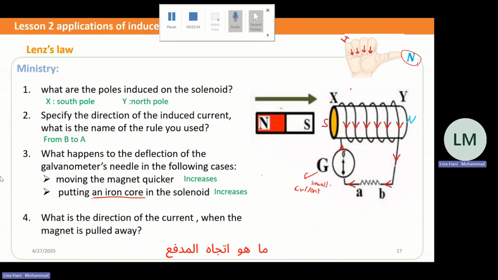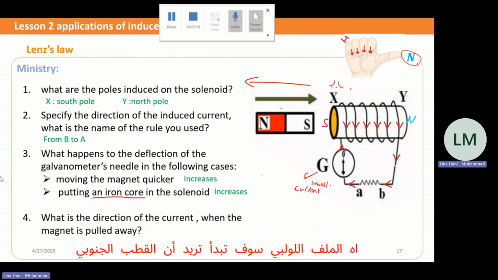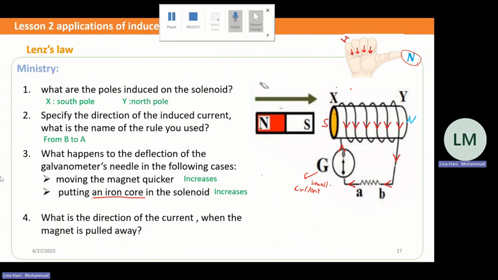What is the direction of the current when the magnet is pulled away? So, oops, what happened? If the magnet is pulled away, so here is the south pole, the south pole is pulled away, the solenoid will start to want that south pole, so it generates a north pole here. So the direction of the current will reverse. So here the current was downwards. When we move the magnet away, the current will flow in the opposite direction, upwards. Or you can say from A to B, which is opposite to this one.